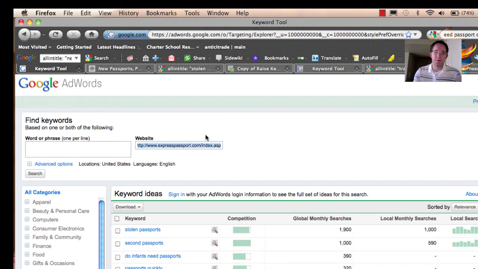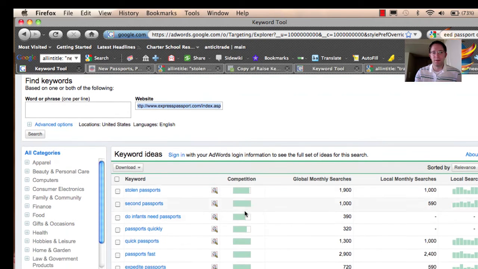The first keyword research step that most internet entrepreneurs are going to conduct is to look up the keywords that are directly relevant to the website. And so what I did here is I went and entered the URL of the website, expresspassport.com, into the Google AdWords keyword tool.